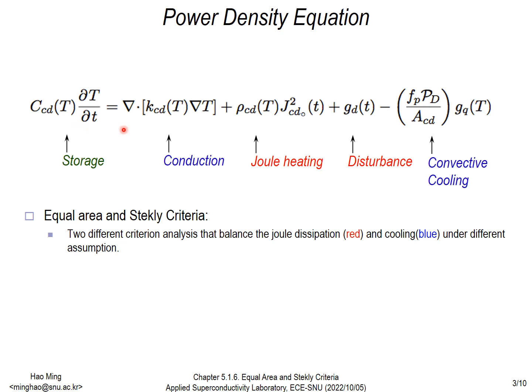On the right-hand side, the first term describes thermal conduction into the superconductor, and the last term represents cooling, where detailed parameters will be introduced in the next slide. The second term is joule heating, and the third term describes non-joule heat generation, named as disturbance. In order to keep the left-hand side equal to zero, we have to balance the right-hand side terms.